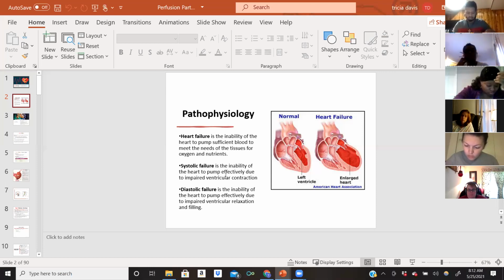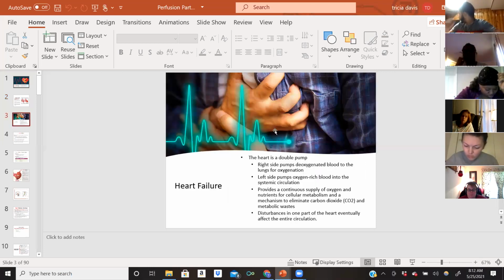So with systolic, your issue is ventricular contraction, and with diastolic, the issue is that the ventricle is not able to properly relax, which then causes an issue with filling. When we think of our heart, we want to think of it as kind of like a double pump. The right side of the heart pumps deoxygenated blood to the lungs for oxygenation. The left side pumps that oxygen-rich blood into the systemic circulation and perfuses all of our organs.